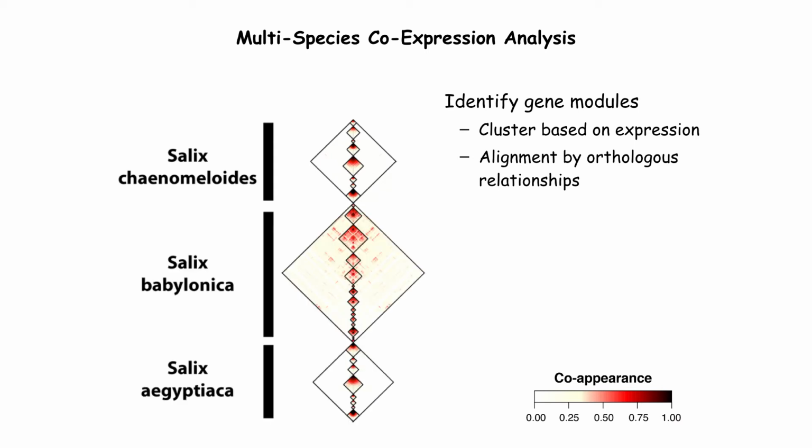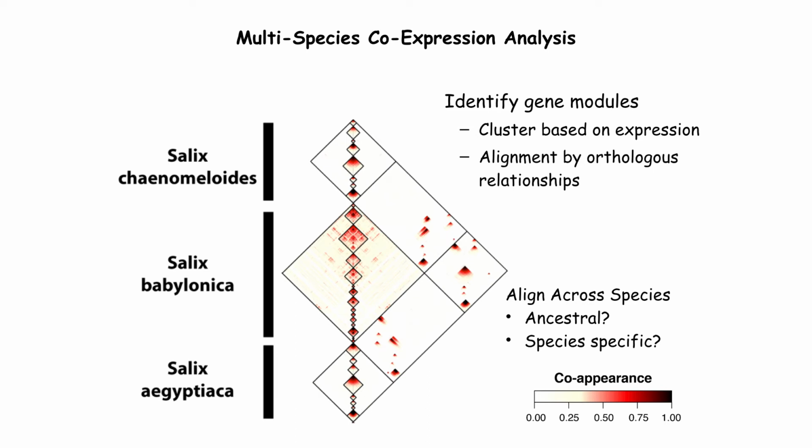Now we can do the same thing across other willow species. So here are two other willows, and you can see that we were able to identify co-expression modules within each of these species. But the trick here now is to align these. And so on the off diagonal, what we're showing is that, for example, if we look for this module in Salix babylonica, indeed we can find it. So this would be a module that's shared between these two species. And if we go down to the third species, we can find that it's also present there.